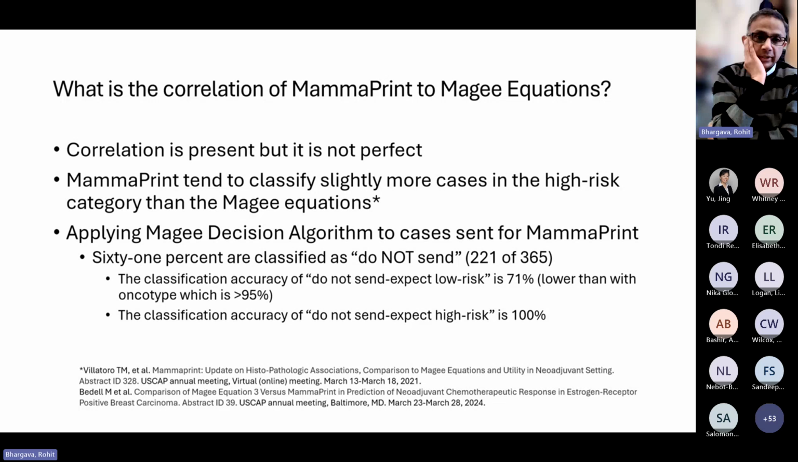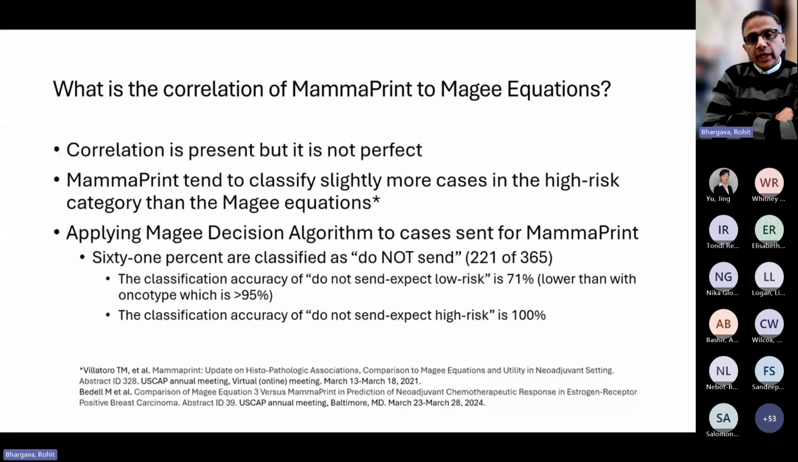People say that Magee equations estimate the Oncotype DX. What's the correlation to MammaPrint? And the answer is the correlation is present. There is no question, but it is not perfect. MammaPrint tends to classify slightly more cases in the high risk category now, with the new cutoff points, than the Magee equations. And when we apply the Magee decision algorithm to cases sent for MammaPrint, 61% are classified as do not send. This is slightly lower than what happens with Oncotype, where 70% of the cases are classified as do not send when we apply the Magee decision algorithm.